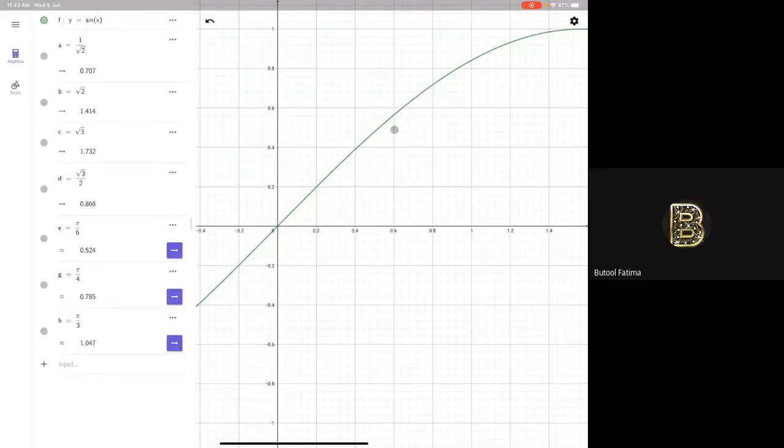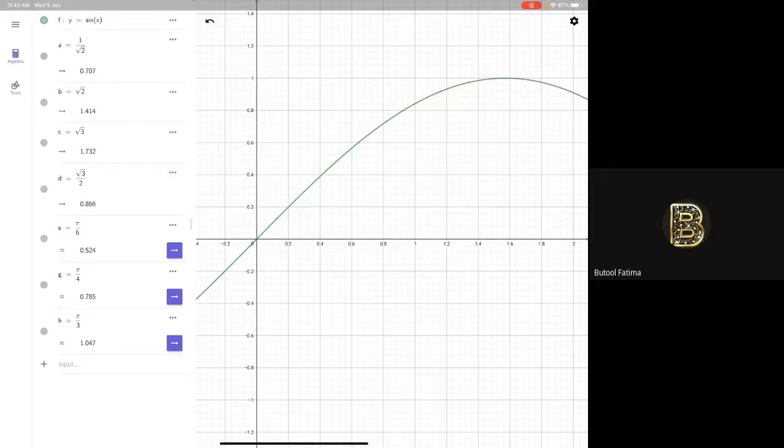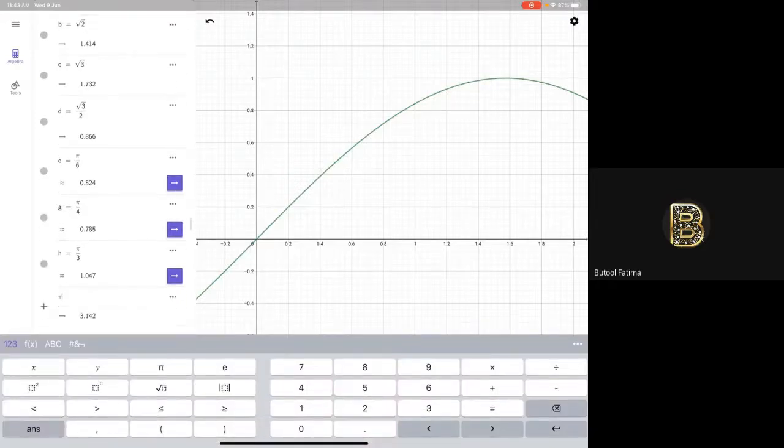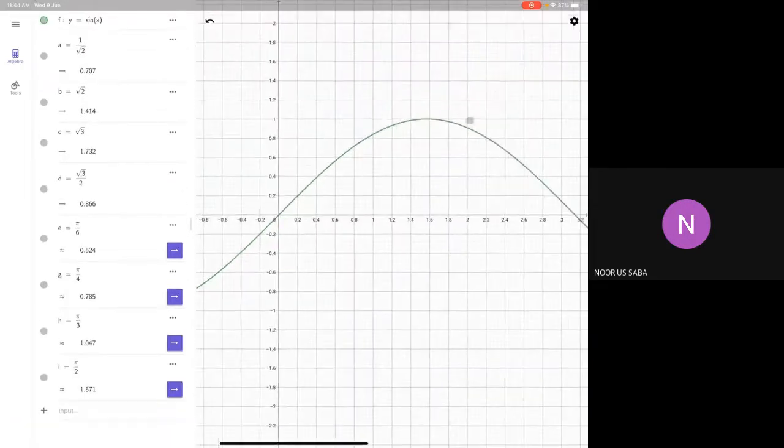Yes, sir. And what is the value of pi by 2? Let us see. Pi divided by 2 is 1.57. So 1.57 is somewhere here near 1.6. There the value is 1. Can you see that? Okay, fine. Because everything is in radians here. Now after that it will enter the second quadrant.